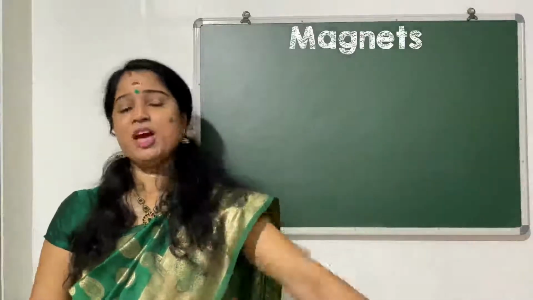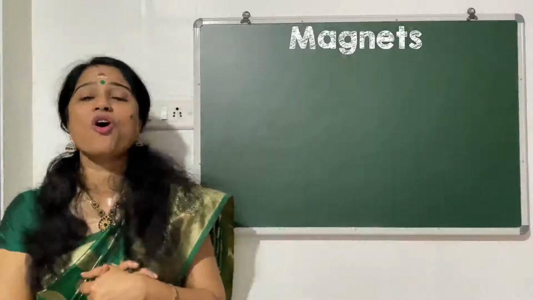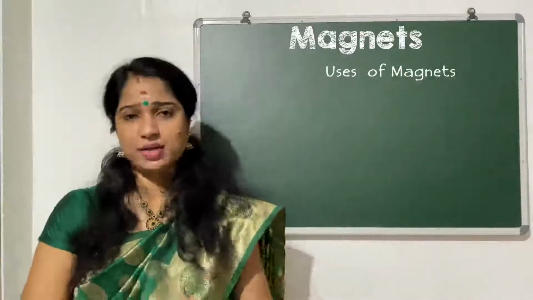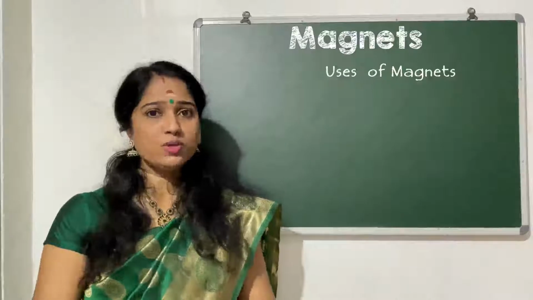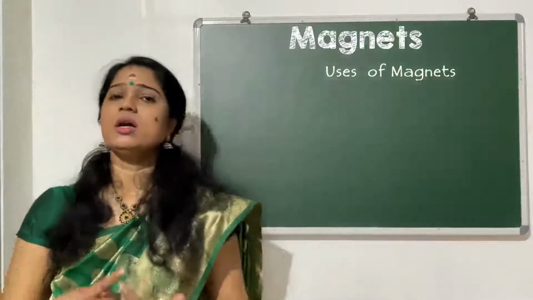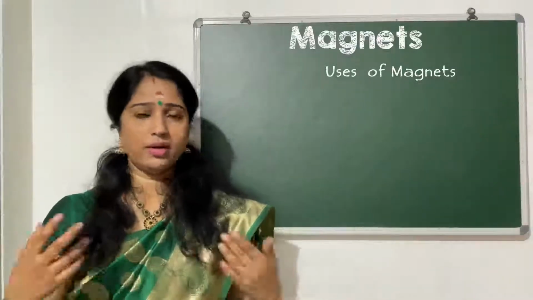Clear? Then we are going to discuss the last section of this. What is that? Uses of magnets. Many of you already know the uses of magnets. First of all, magnets can be used in toys, then telephones, in refrigerators, in different electrical equipment. You have already seen that.